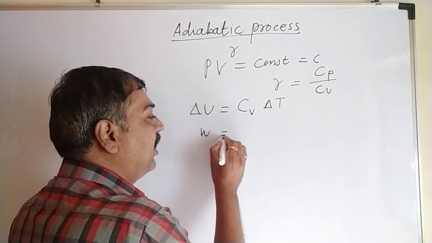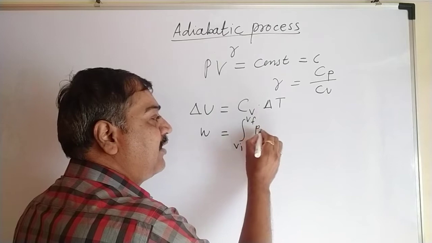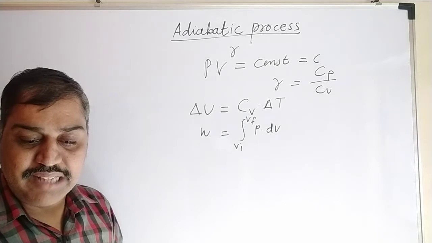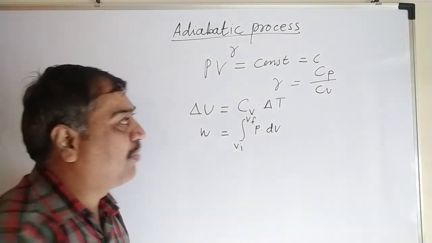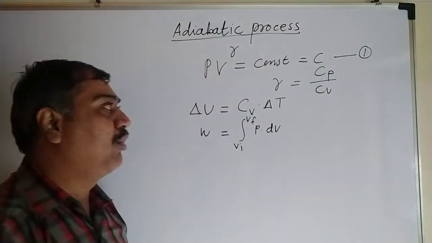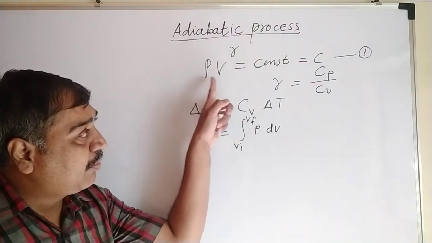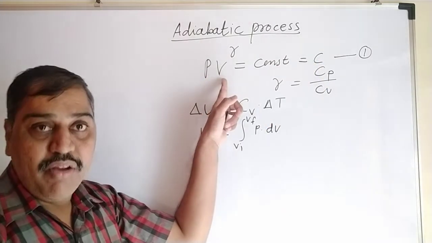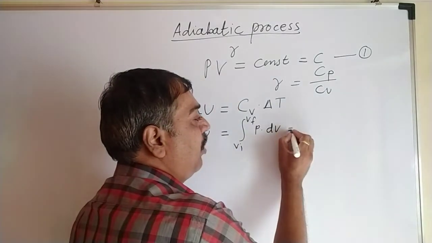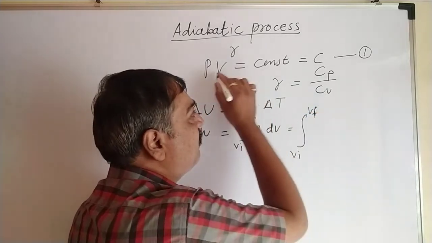Work done when there is a change in volume from initial volume Vi to final volume Vf is the integral of P dV. We know P dV is the work done. Suppose this is equation 1, as we wrote initially: PV to the power gamma is constant, that is C. Put the value of P from this equation: P equals C divided by V to the power gamma. Put it here, and we can write this as the integration from Vi to Vf.